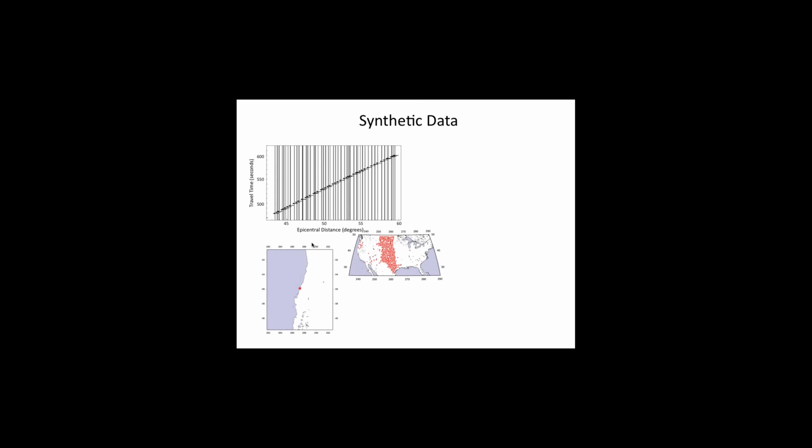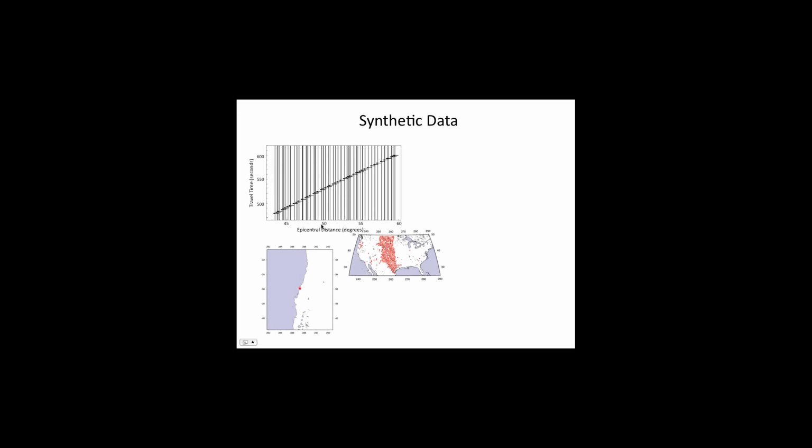I'm going to show you a synthetic test here just to illustrate how this process actually works. To illustrate this, I've set up a point source at this red star here. This just happens to be the epicenter of the 2010 Chile event. From this point source, we generate synthetic seismograms at this set of TA stations. This is showing those seismograms, travel time versus distance from the epicenter.